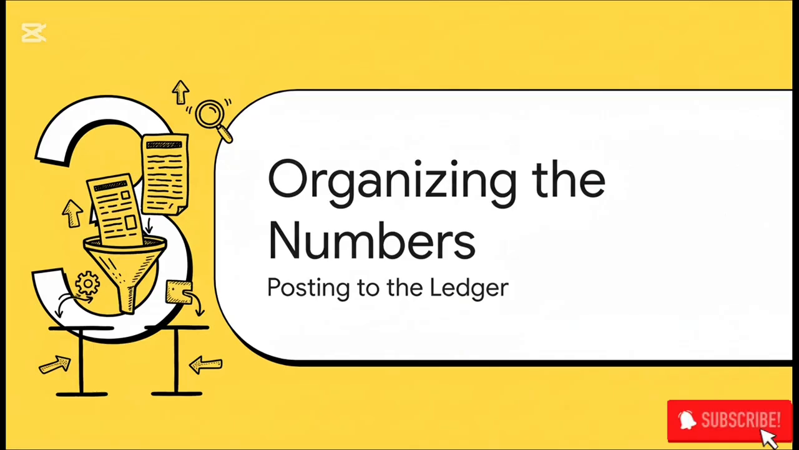Okay, our journal is now a perfect chronological record of day 1. But it's just a long list of stuff that happened. To really see what's going on, we need to organize all this data. So it's time to pull out those T accounts and start sorting.